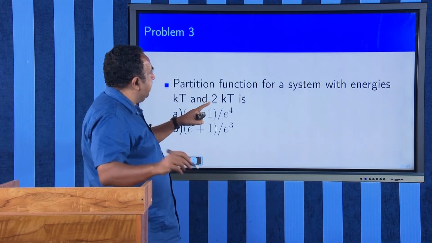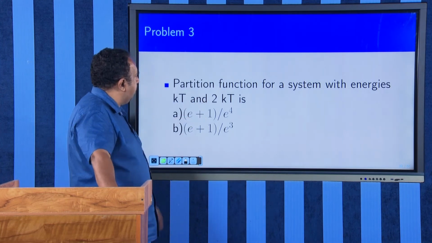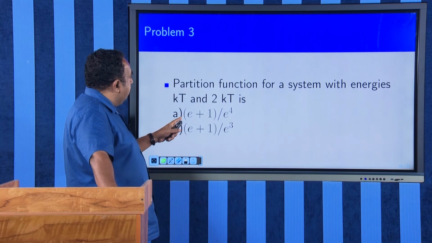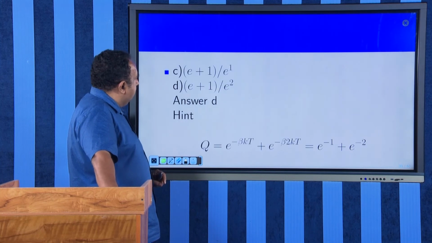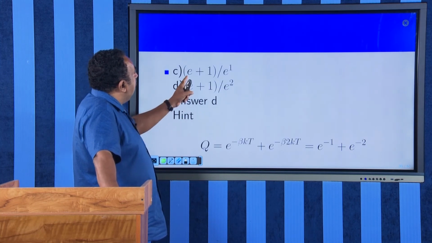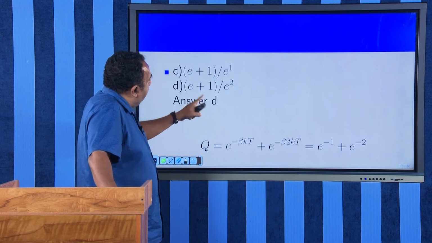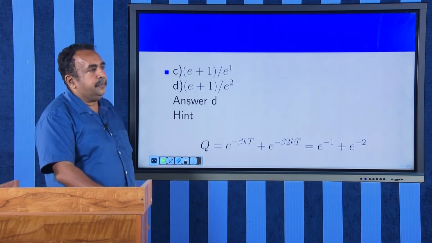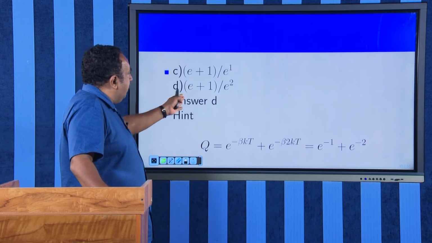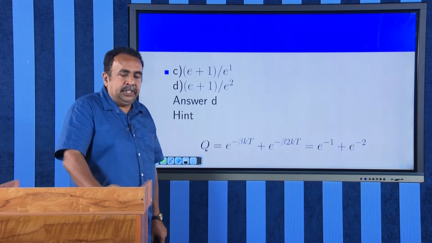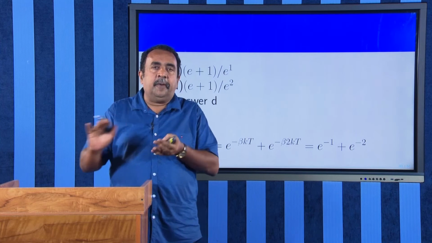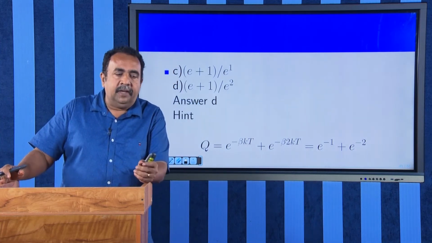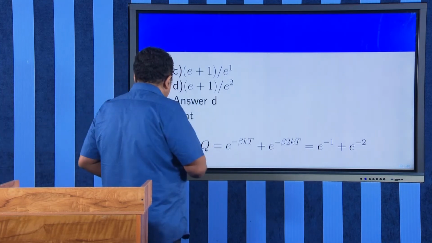Therefore, the partition function for a system with energies kT and 2kT is given by 1 plus e divided by e square. The options were 1 plus e divided by e cube, 1 plus e divided by e, and 1 plus e divided by e square. The correct answer is D, 1 plus e divided by e square. This is how your problems will be from the evaluation of the partition function. Once again, I will tell you what this partition function is.